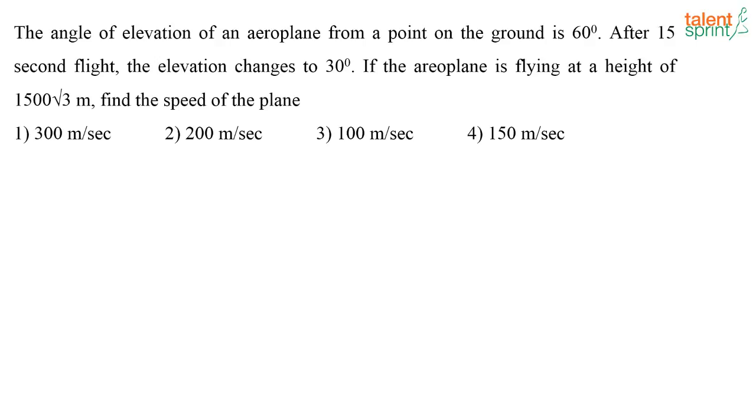The angle of elevation of an aeroplane from a point on the ground is 60 degree. After 15 seconds flight, the elevation changes to 30 degree. If the aeroplane is flying at a height of 1500 root 3 meters, find the speed of the plane.